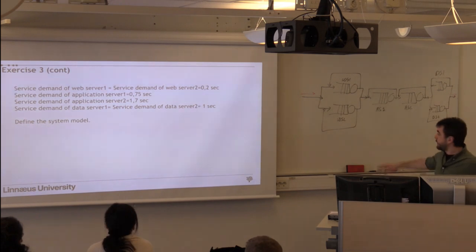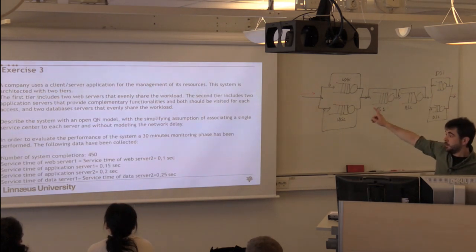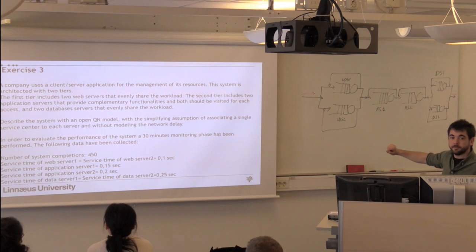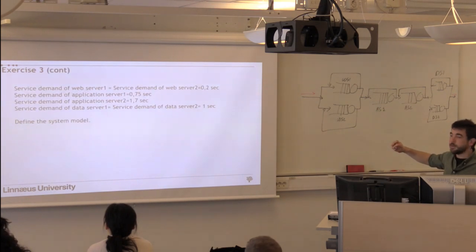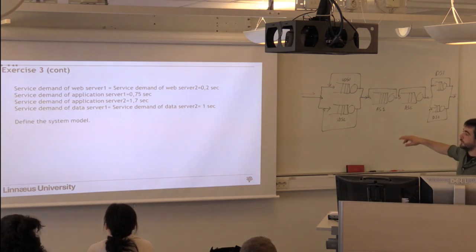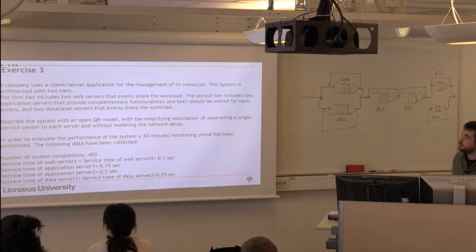The service demand of the application server, 0.75, while their service time was 0.15. Means that it will execute 5 times. 0.75 divided by 0.15. The service demand of the application server, 1.7. And the service demand of each of the data servers, 1 second. Okay, define the system model, we have done it.